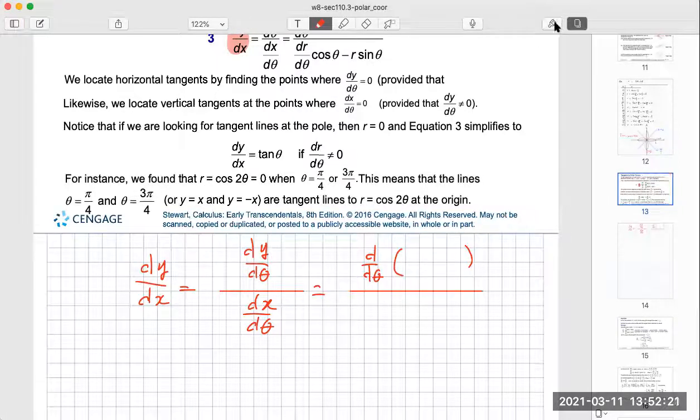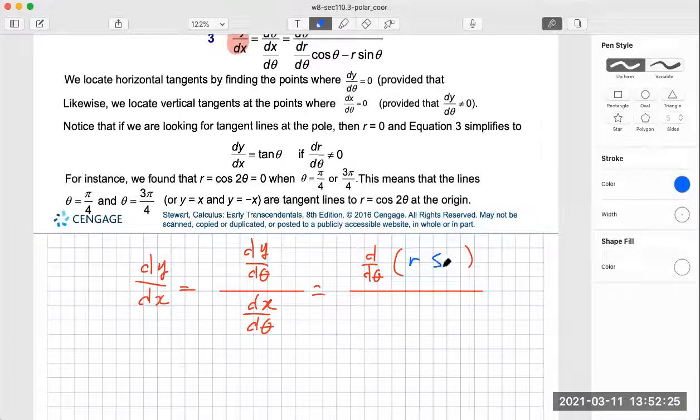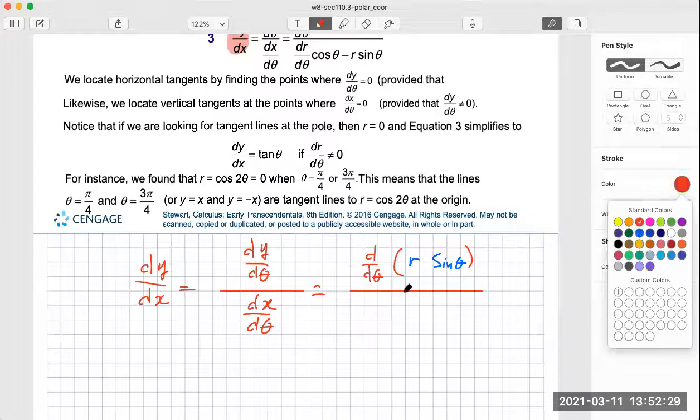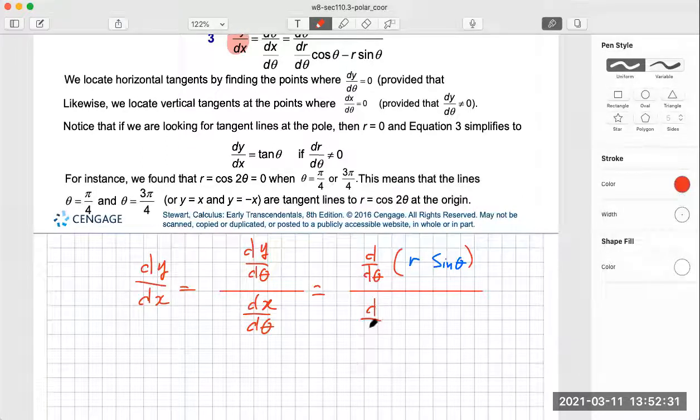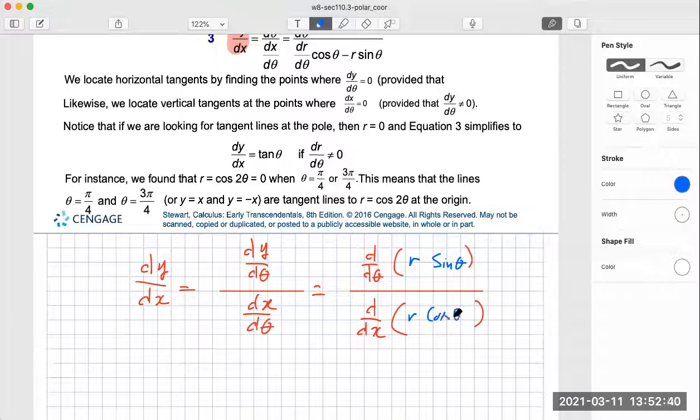Yes, perfect. Thank you, Abigail and Luke. It is r sine theta, right? And what is the expression of x here? Thank you, Zachary. It is r cosine theta, right?